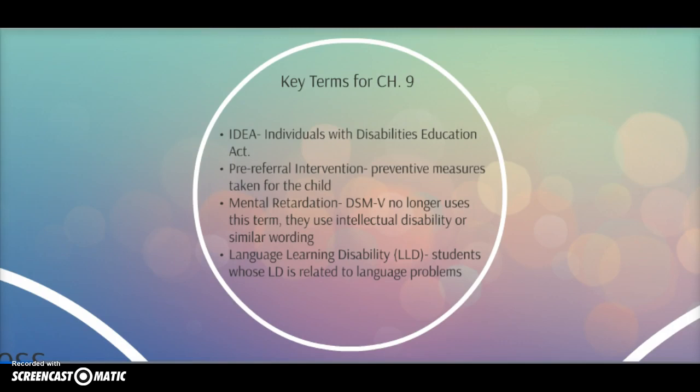The next one is pre-referral intervention, and that's preventative measures taken for the child. The sooner they can get the assistance and help they needed, the better outcome they might have. The next one is mental retardation. The DSM-5, which came out this year, no longer uses this term. They now use intellectual disability or similar wording. However, mental retardation was used throughout the text, so it might be in some of the quotes I use today.